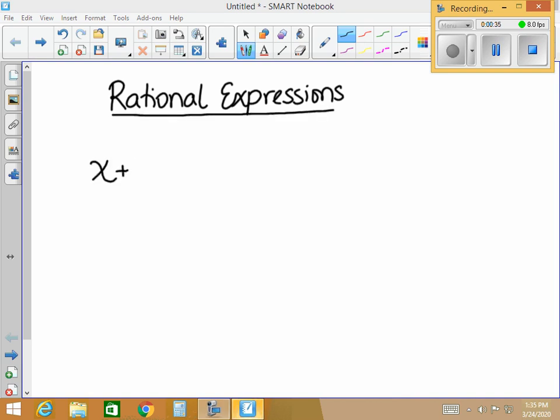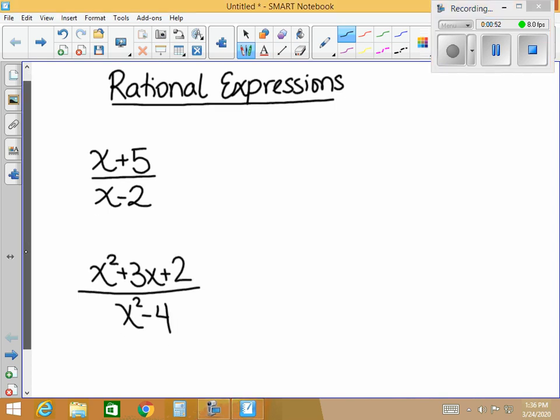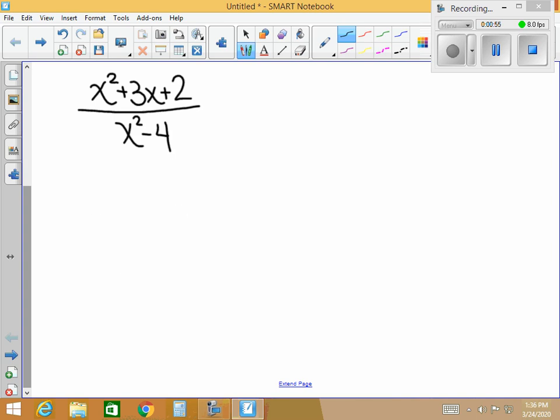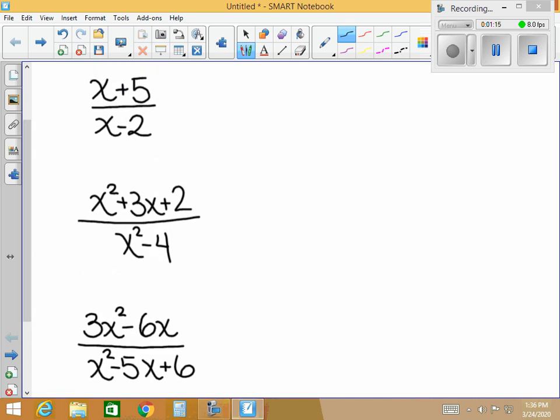So things that look like x plus 5 over x minus 2 would be an example of a rational expression. Something like x squared plus 3x plus 2 over x squared minus 4 would be an example of a rational expression. Maybe 3x squared minus 6x over x squared minus 5x plus 6 would be an example of a rational expression.